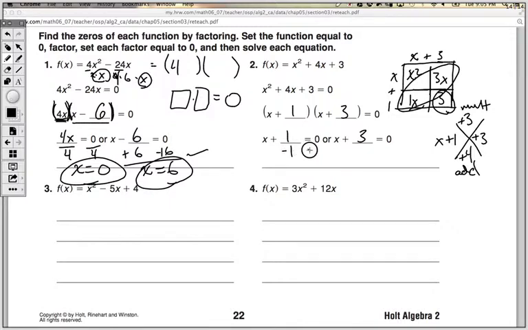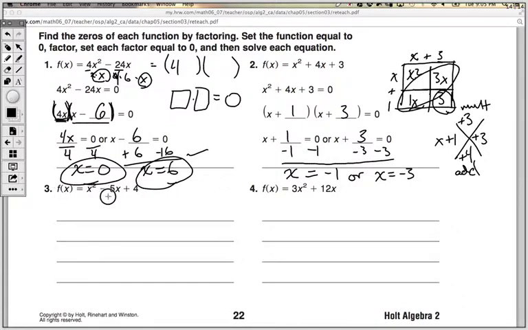So that means x plus 1 equals 0, x plus 3 equals 0. Now we got to finish solving it. We subtract 1 from each side, subtract 3 from each side. We're kind of doing the same thing all the way through here. x equals -1 or x equals -3. That's the general idea. Let's keep this going.